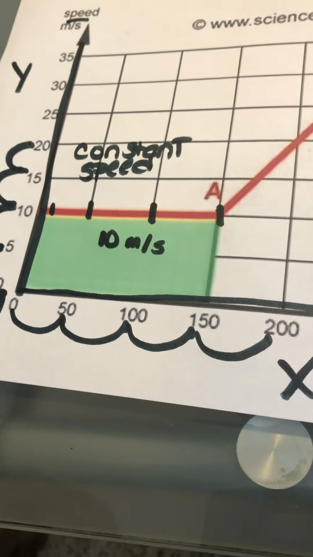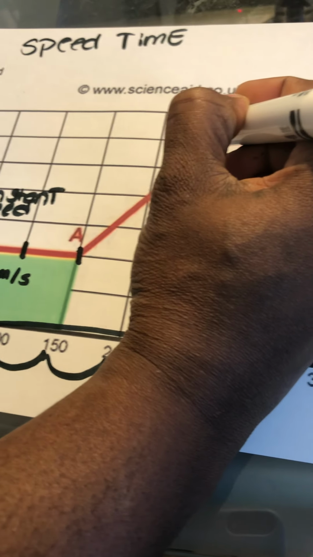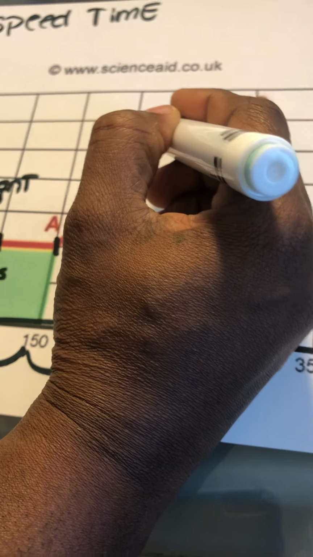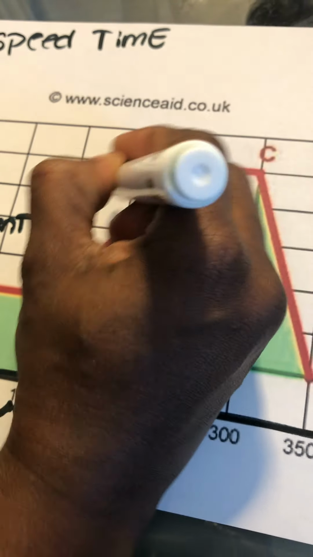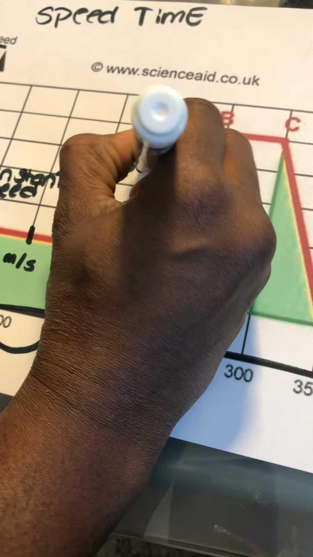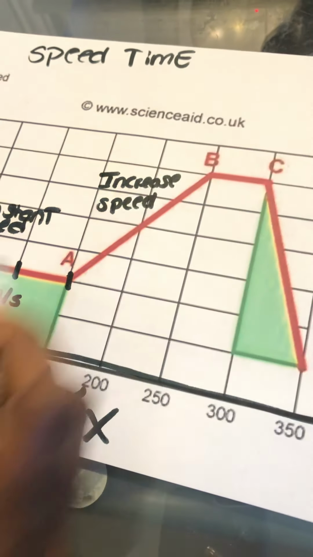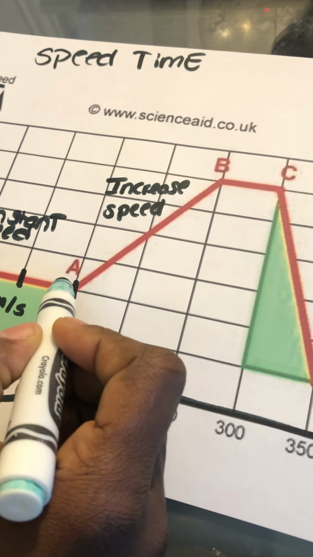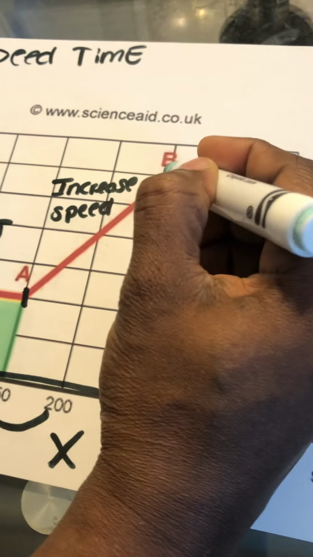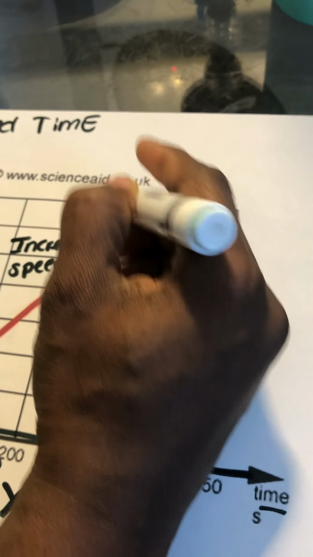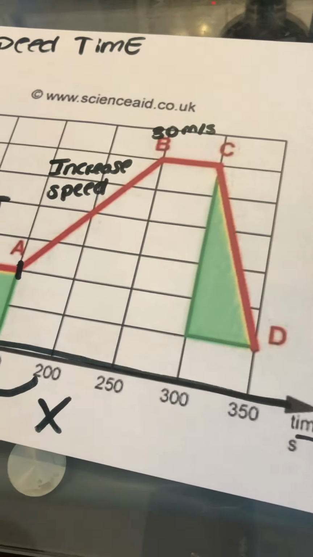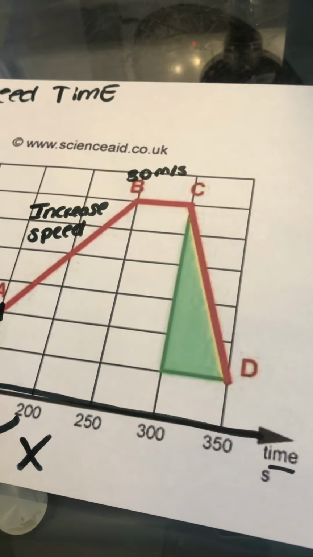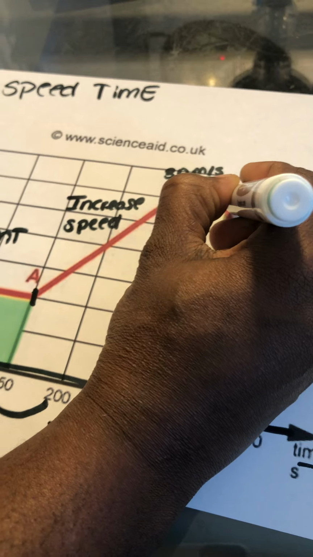Now let's see what's happening from the letter A to letter B. This line is showing an increase in speed. So the speed increased. It went from 10 meters per second all the way up to 30 meters per second here at point B.